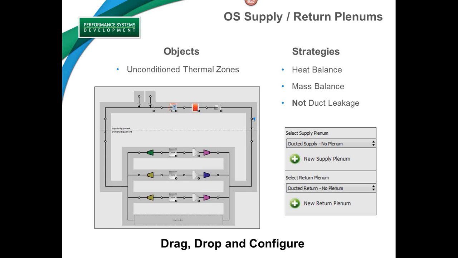And the unique thing about supply and return plenums is they do act within the energy balance at the simulation time step as both a heat and mass balance. So they're not meant to represent duct leakage by any stretch of the word, but they are meant to improve the modeling of HVAC systems where we commonly see things like return plenums that are used to collect the return air before it goes back to our air systems and our return fans.